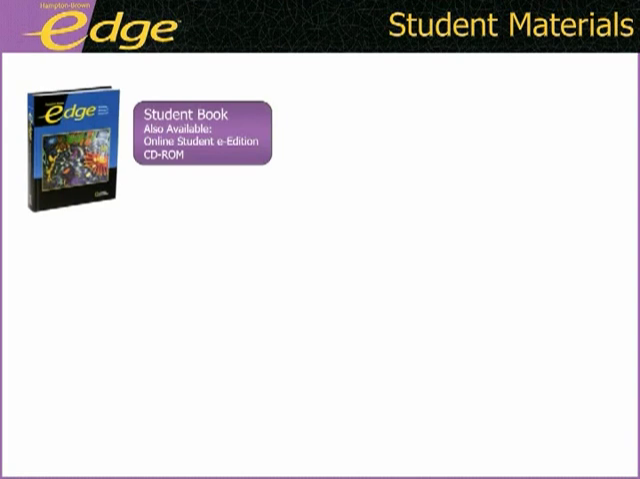Now let's take a look at the EDGE student materials for motivation and engagement. First, we have the student book, which is full of relevant, motivating literature at an appropriate reading level, explicit instruction, and useful handbooks. It is also available as a CD-ROM version and online e-edition format. These are both separate purchases.